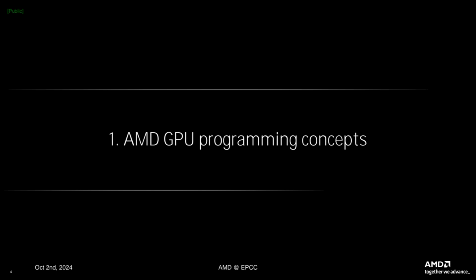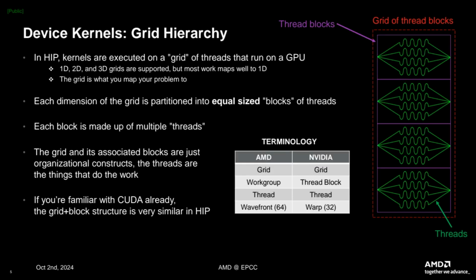Okay, so off with the first topic. As I said, if you are familiar with CUDA already, you may have already heard about the concept of a grid of threads. So when you are running a kernel on an AMD GPU, as well as on an NVIDIA GPU, the execution is carried out by threads, which are the basic units of computation that will execute the work for you.